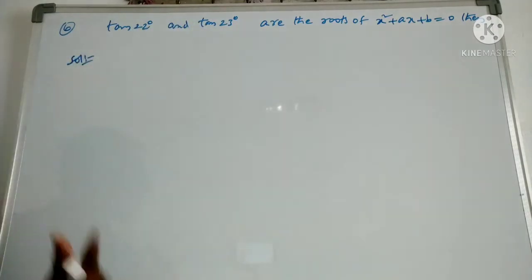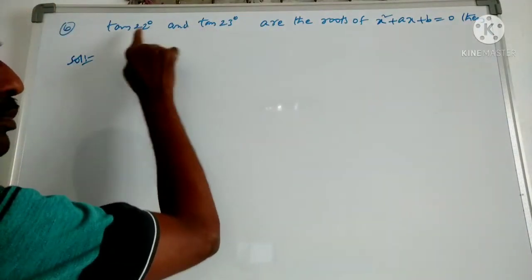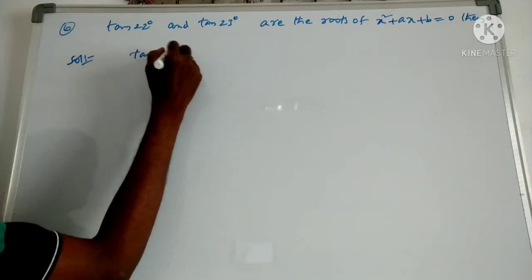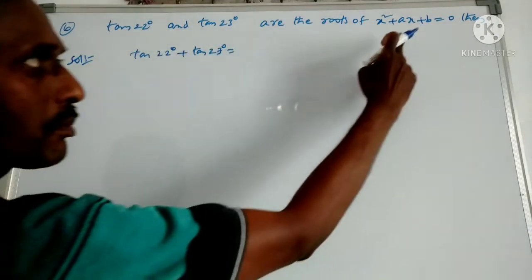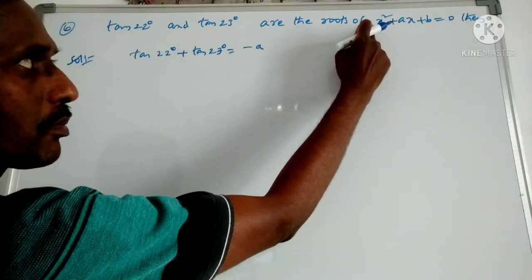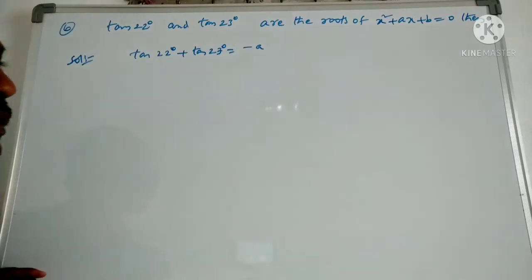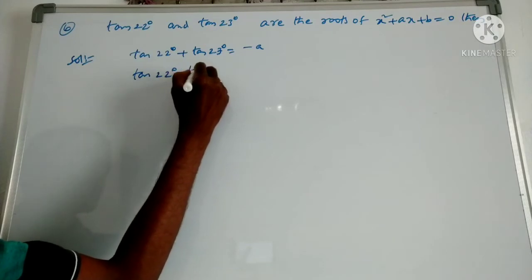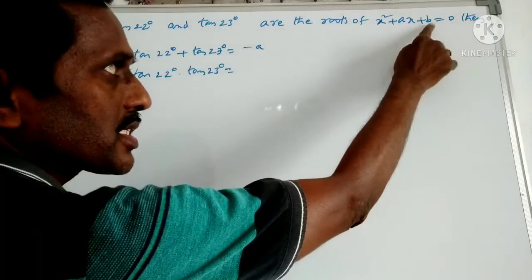They have given that these are the roots of the equation. So we can write the sum of the roots and the product also. The sum of the roots is tan 22 degrees plus tan 23 degrees. What is the formula? Minus b by a. What is the a value here? The a value is 1, so there is no need to write it. It is the sum of the roots. Then the product also we can write, tan 22 degrees into tan 23 degrees. What is the product formula? c by a. What is the c in this case?